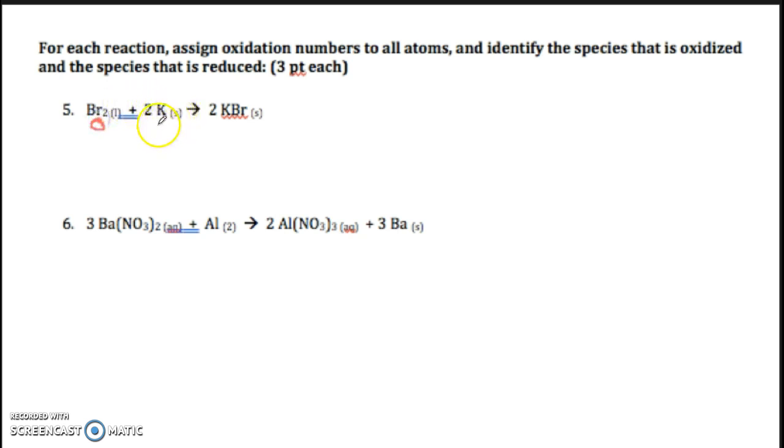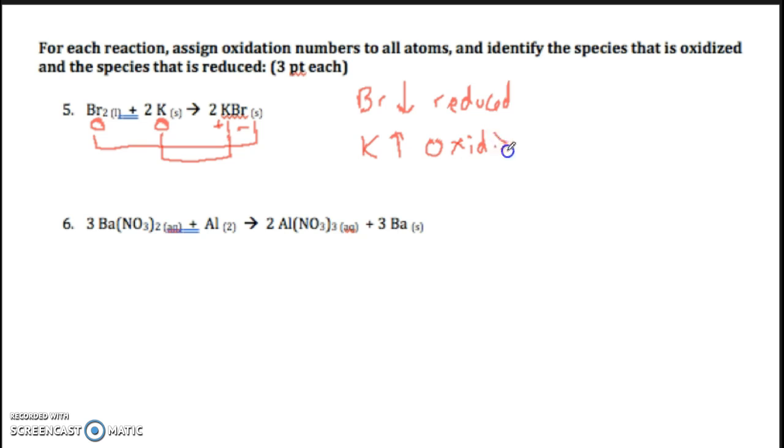Potassium as a solid, oxidation number of 0. Potassium in a compound is a group 1, so it's going to be a +1 automatically. And since it's paired with the bromine, that means it's going to be a -1. So I've got a pair between my bromines there and my potassiums there. So bromine went from a 0 down to a -1. So the oxidation number was reduced and bromine was reduced. Potassium went from 0 up to a +1, so it was oxidized.